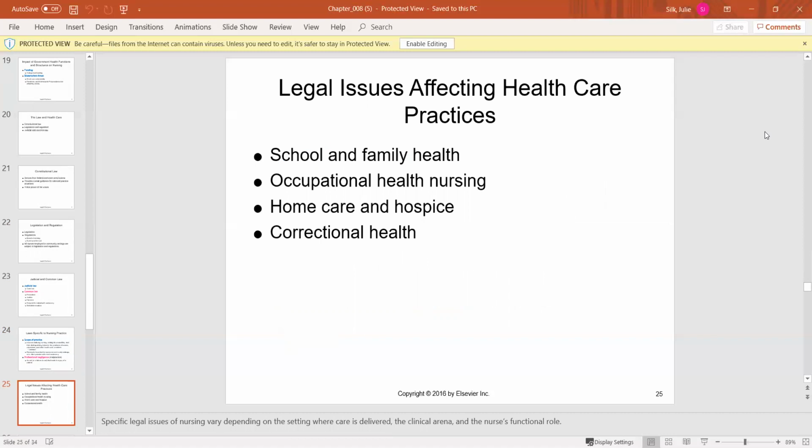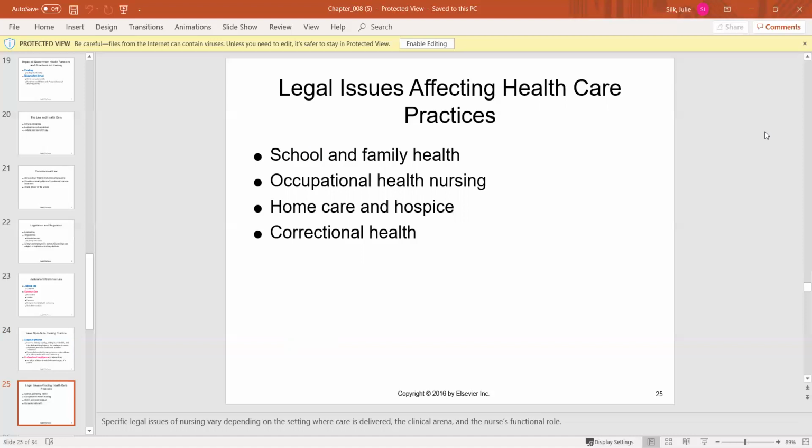Okay, so there are specific legal issues of nursing that vary depending on the setting where the care is delivered, the clinical arena, and the nurse's functional role. You can imagine some of the different things you might come across. Say you're a school nurse and you deal with people who have asthma a lot. There's a lot of kids with asthma in your school, and maybe they have to come down and take their inhaler in the nurse's office all the time. Maybe someone has an asthma attack at school and has a bad outcome. A legal issue you could face is that you didn't act accordingly, or maybe they had an asthma action plan and you didn't follow it. That could be a legal issue that you might face.